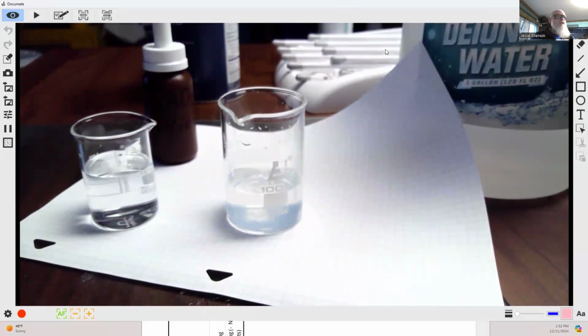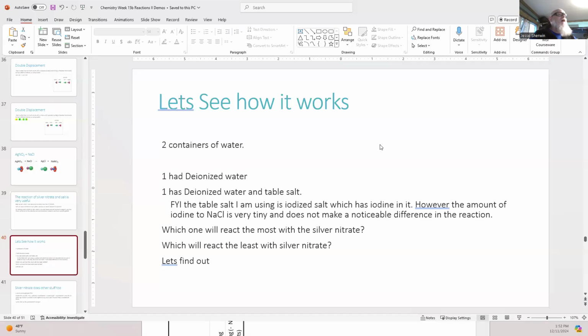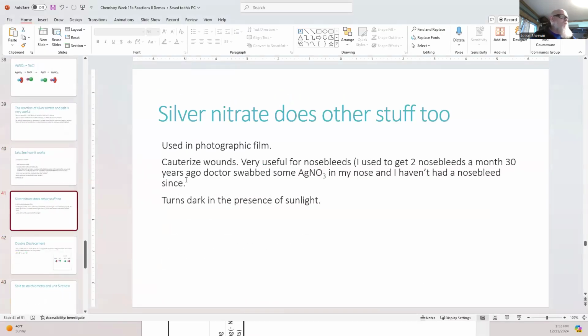Final little tidbit about silver nitrate, because it's a chemical, might as well talk about it. Some neat things about it. It's actually used for medical purposes. It can cauterize wounds. Used to be when I was your guys' age, I was a teenager, I had nosebleeds like 2 or 3 times a week.